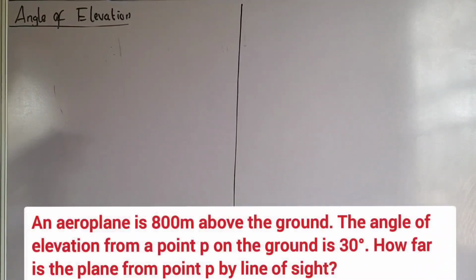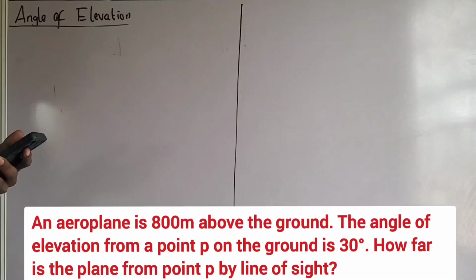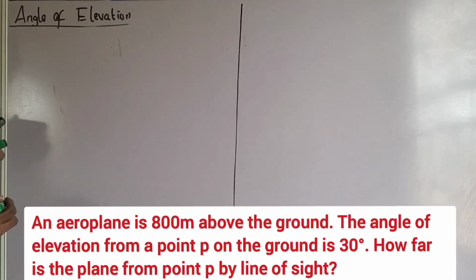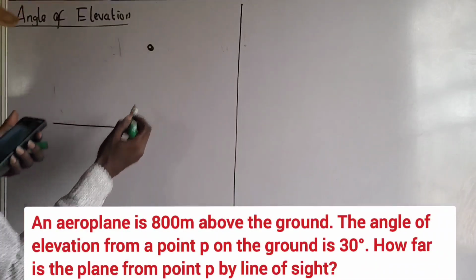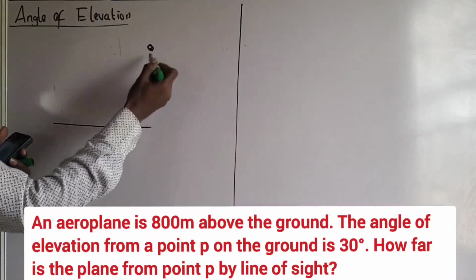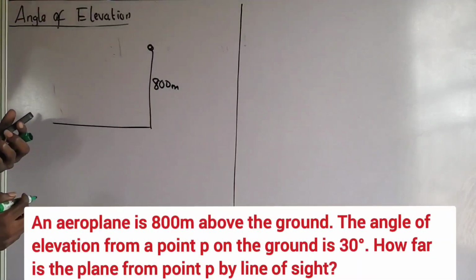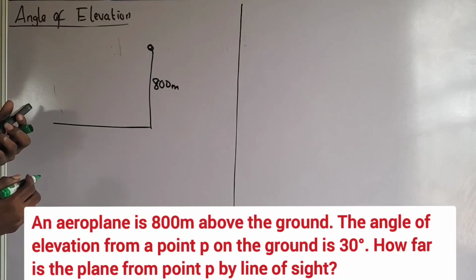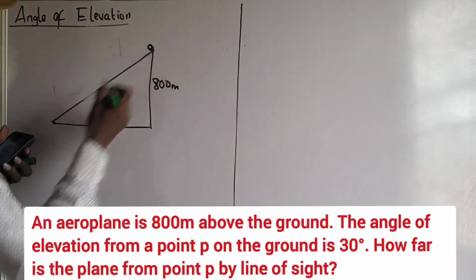An aeroplane is 800 meters above the ground. The angle of elevation from a point P on the ground is 30 degrees. How far is the plane from the point P by the line of sight? Okay, please kindly pay attention. The aeroplane is 800 meters above the ground. Let's say this is the ground and this is the aeroplane. So the distance between the aeroplane in the air and the ground is what? 800 meters. So this is 800 meters. The angle of elevation from a point on the ground is 30 degrees. So the angle of elevation from this point to the aeroplane is what?